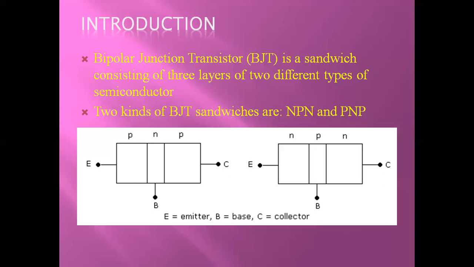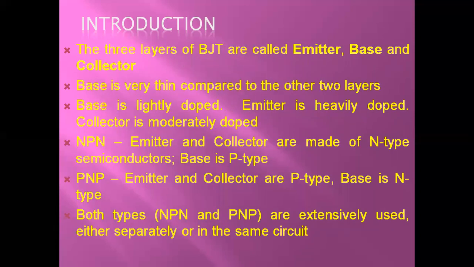There is P, N, P, or even N, P, N, sandwiching two PN semiconductors, with a common terminal of P or a common terminal of N, leading to the formation of types of transistors which differ in modes of operation, either forward mode or reverse mode of operation. The base is very thin compared to the other two layers, the emitter and the collector, because the base is lightly doped, the emitter is heavily doped, and the collector is moderately doped.